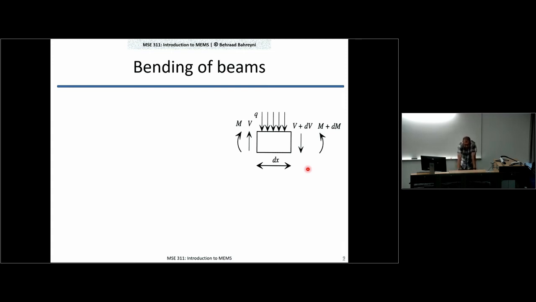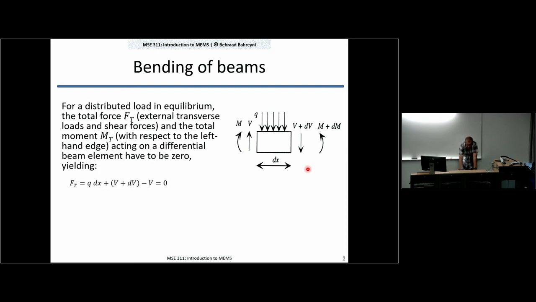We first notice that this beam is under static equilibrium. So what you can see is that the sum of the forces should be 0. So Q times dx, what is pushing it down over this length dx, plus the differences in shear forces should be 0. Immediately you will see that gives you one relationship between the shear forces and Q.